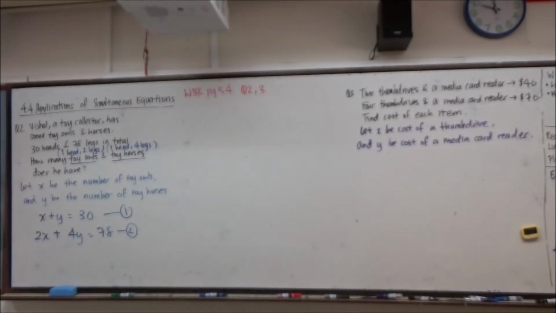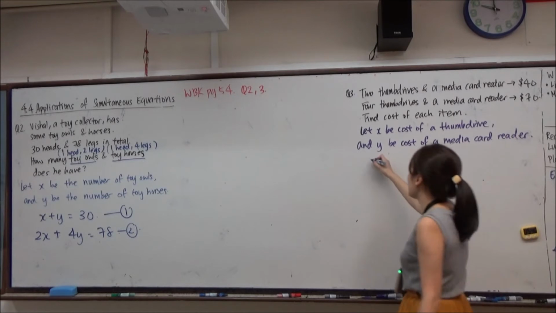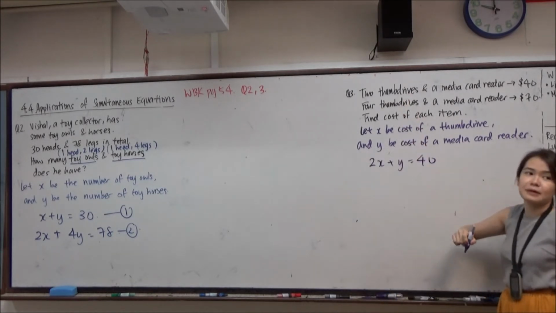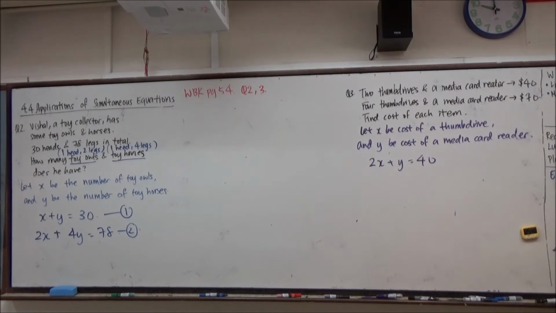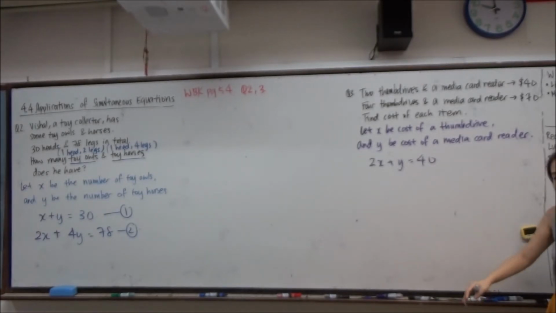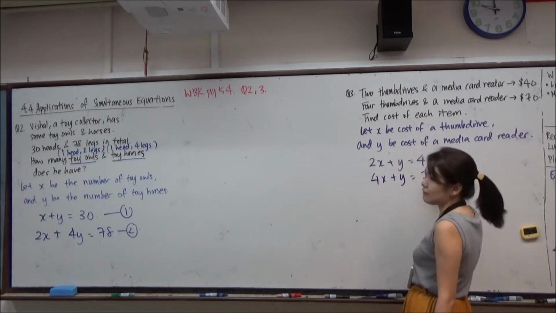Angela, what do you think? Very good. 2x plus y equals 40. That is from the first statement. And from the second statement itself, Vicky, how do I form the second equation? 4x plus y equals 70.